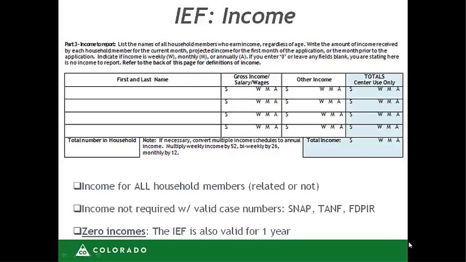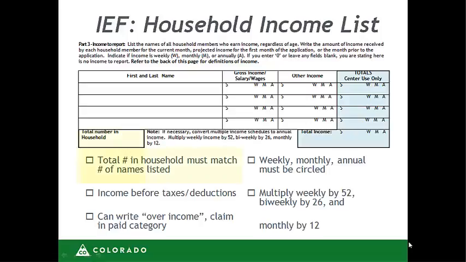Families who wish not to share income information or who know that they are over income can indicate decline or over income in this section. These children's meals and snacks will be claimed at the paid reimbursement rate. The total number in the household must match the total number of names listed on the IEF in Parts 1 and 3. The far right column is for the center representative to total each individual's income and the income for the household in order to determine free, reduced, or paid eligibility. Be sure income is reported before taxes and other deductions are taken out.